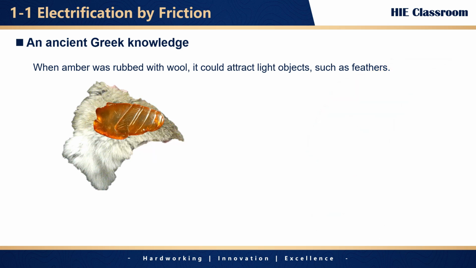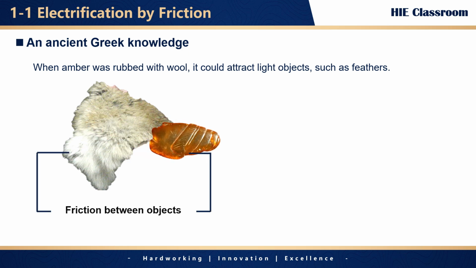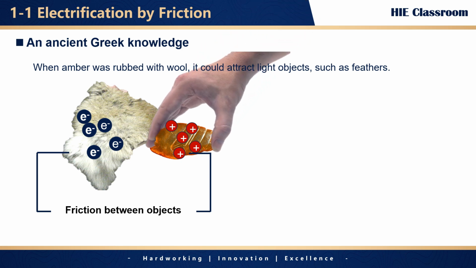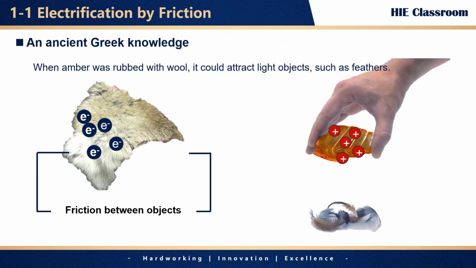When you rub the amber against the wool, the friction gets those tiny electrons moving. They jump from the amber to the wool. That leaves the amber with positive charges. As we bring the charged amber near a feather, and whoosh, the feather gets pulled in by this invisible electrostatic force. Pretty cool, right?